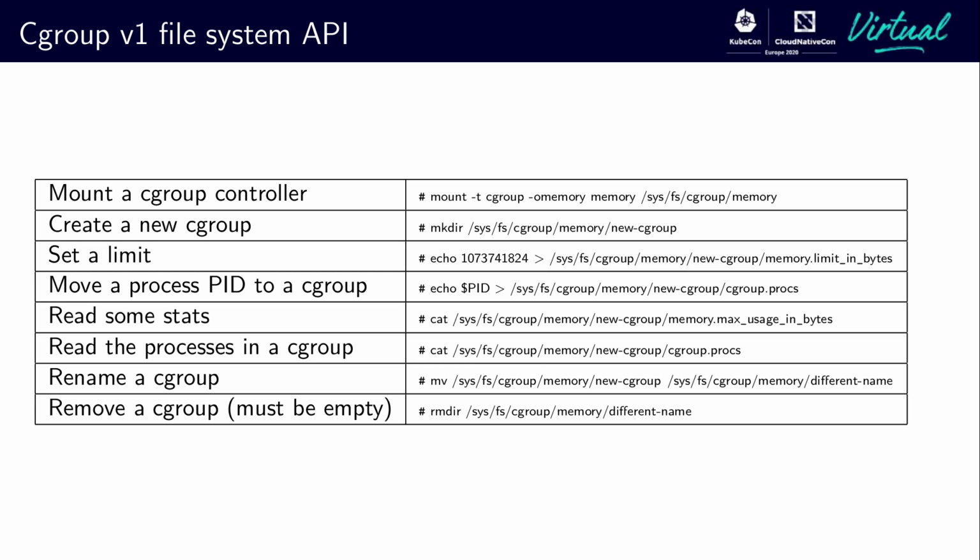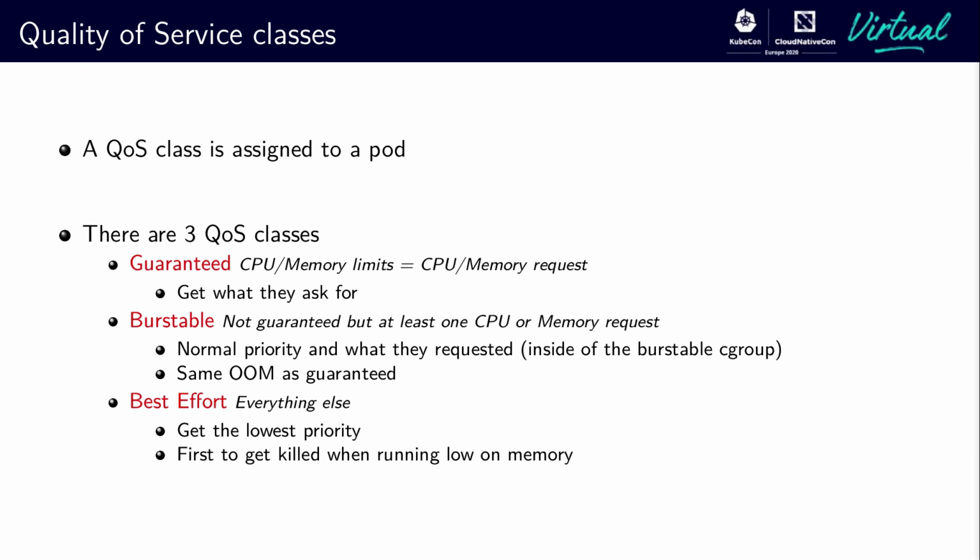So no one is gonna do this manually, but these are exactly the steps the container runtime takes for managing cgroups. I need to quickly introduce quality of service classes in Kubernetes, as it is important to understand the next slides. The kubelet assigns a QoS class to each pod, depending on how its limits and requests are set.